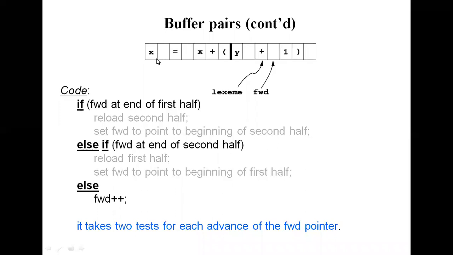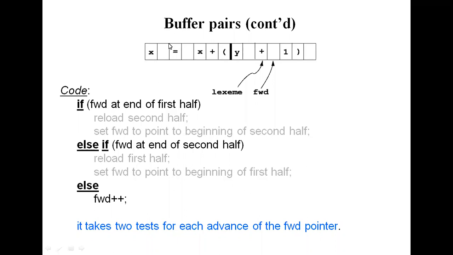When the forward pointer points to the blank space, it means we have found the lexeme. Here we identify the lexeme. What is the lexeme here? X. X is a lexeme, so we identified the lexeme X.